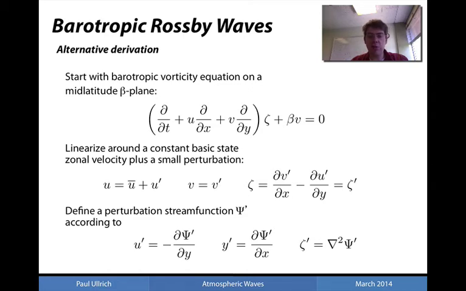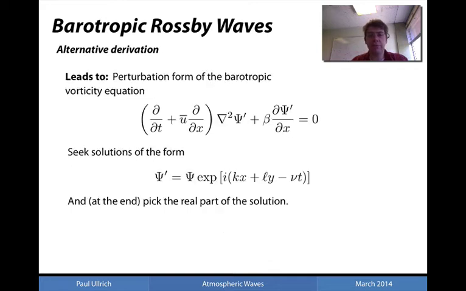We then define a perturbation stream function here, which is analogous to the geopotential that we saw for quasi-geostrophic theory, and basically encapsulates the fact that the flow field is assumed to be non-divergent. Using the stream function, we then have that u prime is equal to minus partial of psi prime with respect to y, and v prime is equal to partial of psi prime with respect to x. Hence, the relative vorticity field is equal to the Laplacian of the perturbation stream function.